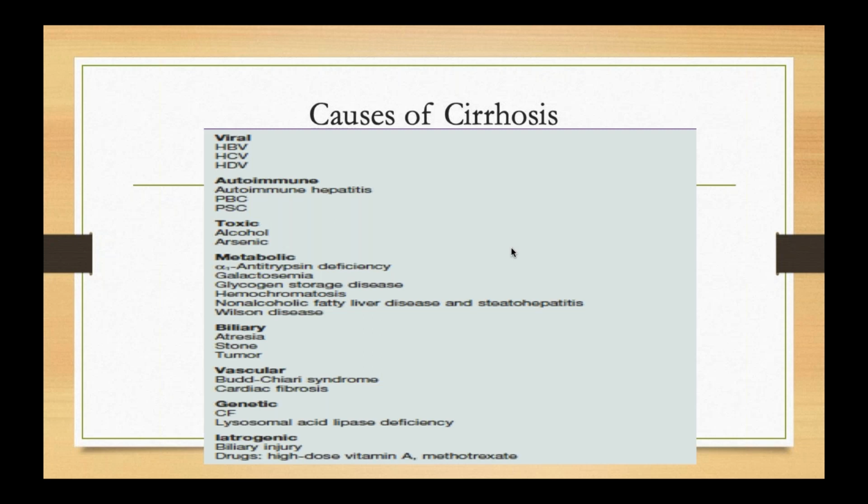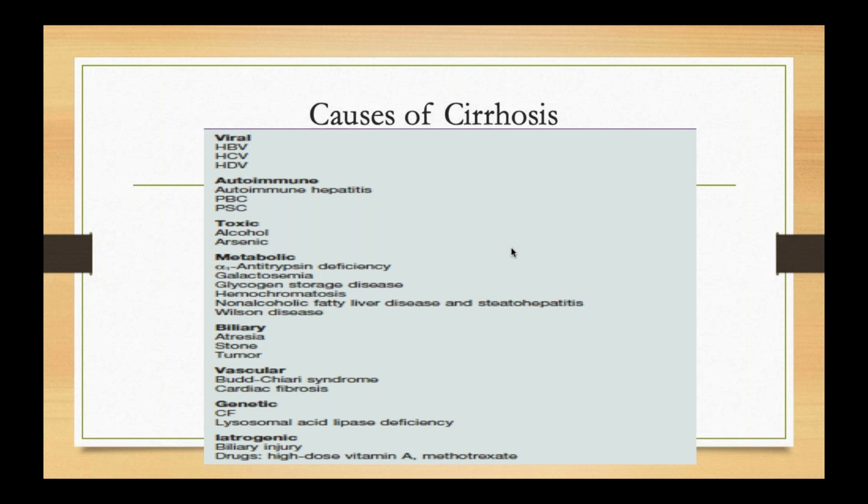Now, what are the causes of cirrhosis? First is viral: hepatitis B virus, hepatitis C virus, and hepatitis D virus, which occurs in combination with B virus. The viruses causing acute hepatitis, like hepatitis A and E, don't cause cirrhosis. Hepatitis E can sometimes cause cirrhosis in immunosuppressed people, like patients having a renal transplant. But hepatitis A is not known to cause cirrhosis, and hepatitis E causes cirrhosis only in exceptional circumstances.